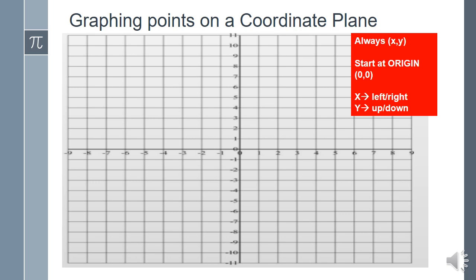Okay, graphing points on a coordinate plane, just a refresher. Remember, it's always x, comma, y. So no matter what your ordered pair is, it's never going to change. It's going to be your x is first and your y is second. So you're always going to start at the origin. And let's say I give you a point like 3, comma, negative 4.